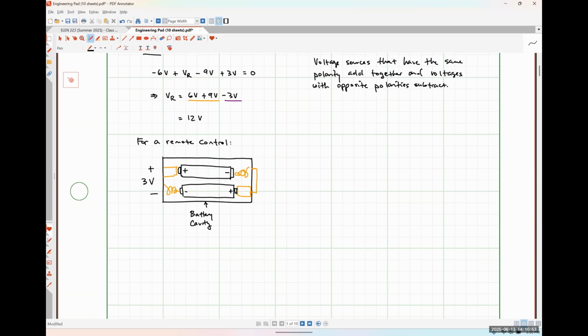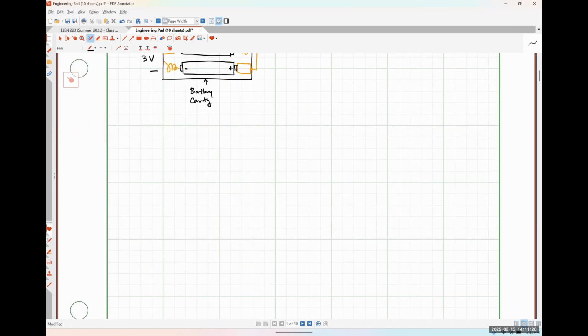Before I move along to voltage sources in parallel, does anybody have any questions? I'm not seeing anybody unmuted or anything, so I'm going to assume we're all good to go here. So now let's talk about voltage sources in parallel.